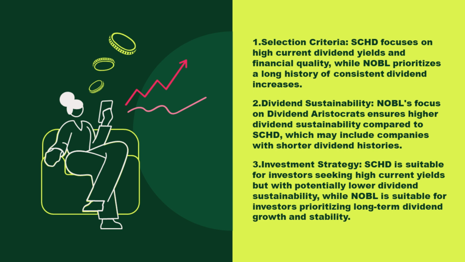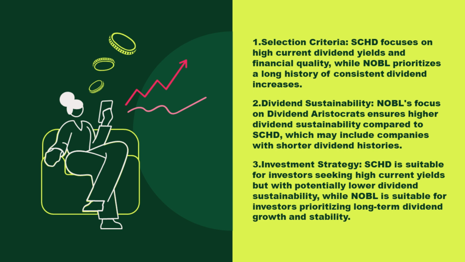SCHD tracks the Dow Jones U.S. Dividend 100 Index, which selects its constituents based on high dividend yields and strong financial metrics. To qualify for inclusion in SCHD, a company must not only offer a high dividend yield but also meet certain financial criteria related to quality. These criteria include factors such as return on equity, cash flow to pay dividends, and low debt levels. This focus on financial quality aims to ensure that the companies in SCHD can sustain their dividend payments over time.